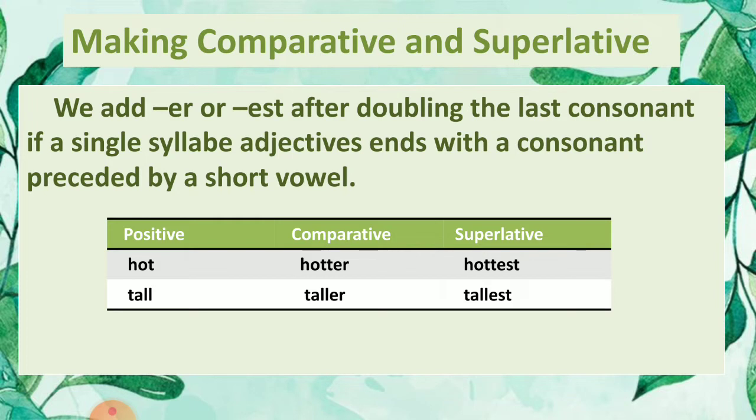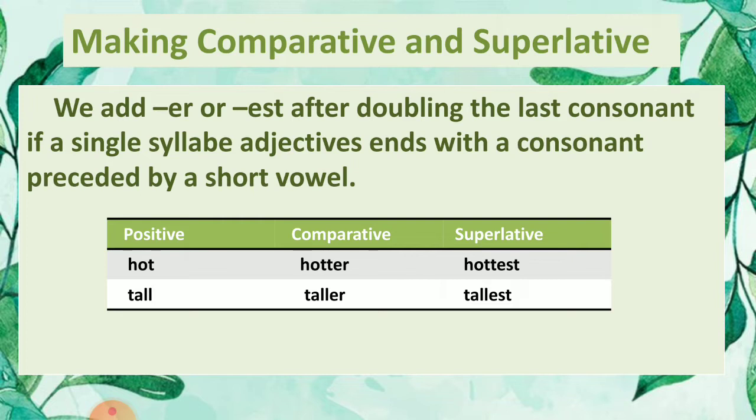For example, here look, I have taken an example of hot. Now hot ends with T consonant, but it is preceded by a vowel O. Hot, it is a short vowel, right? So if we have such a positive degree, then what we do? We double the consonant which is used at the last. Like in hot we have T, so we will be doubling the T. So T is doubled, that is hotter, hottest.